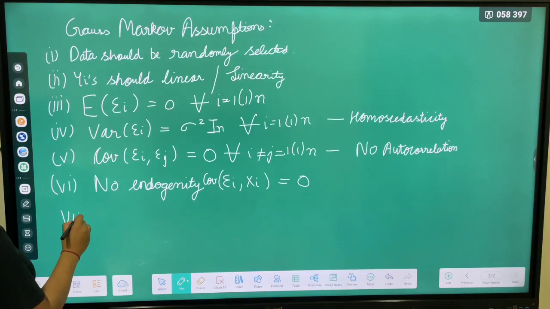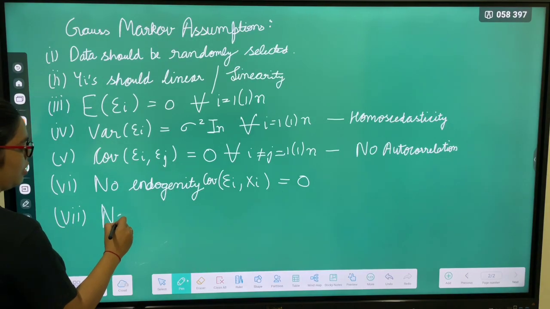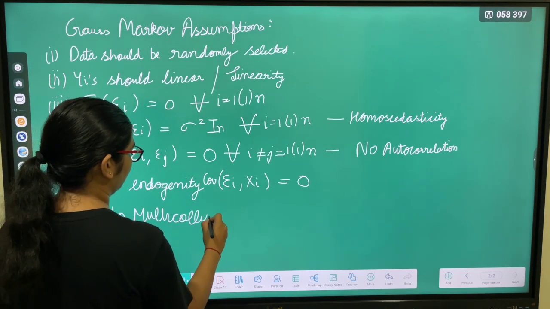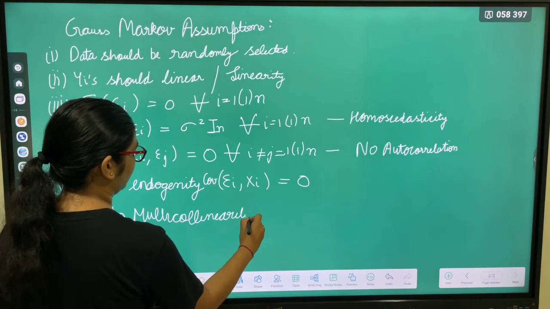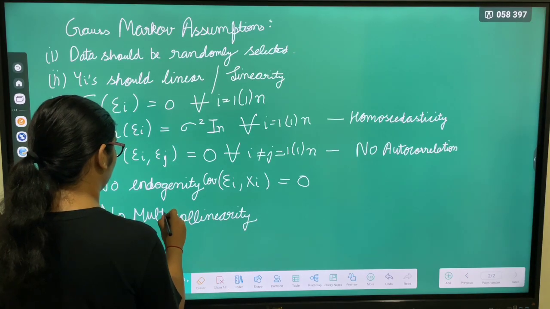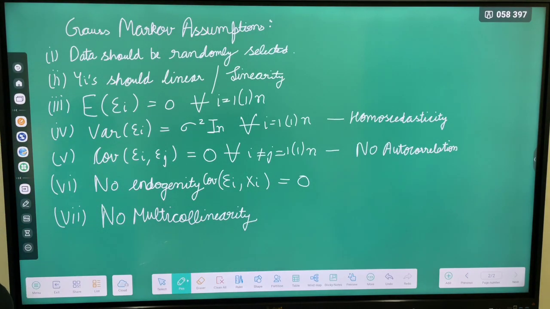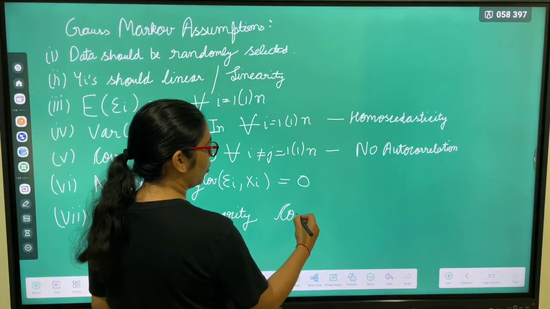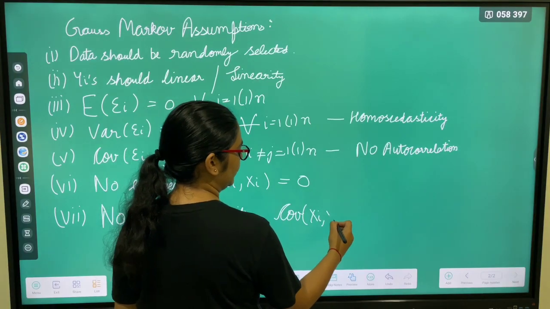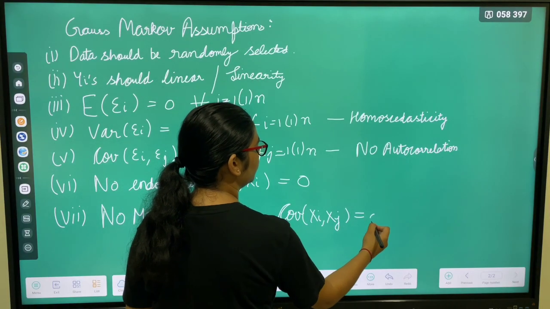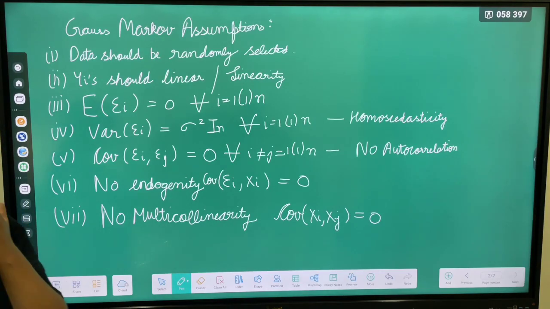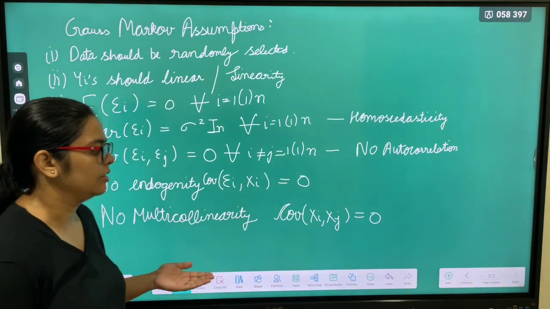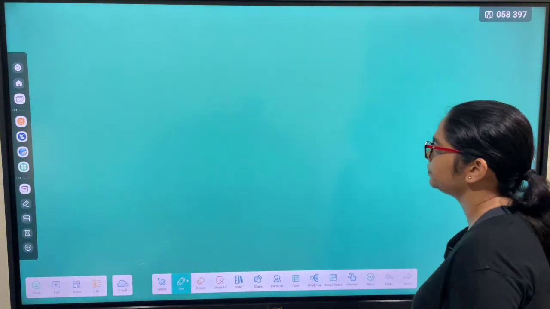Now the seventh one is no multicollinearity. Multicollinearity means that none of the xi should depend on each other, which means the covariance of xi and xj should always be equal to 0. These are the 7 assumptions which we did in the simple linear regression model as well, and here also the assumptions remain the same. Now we will take the model.